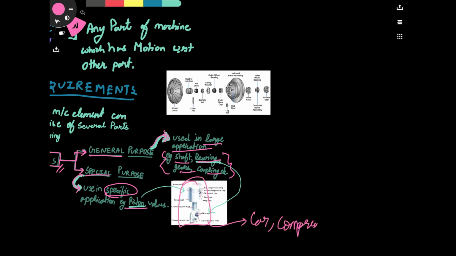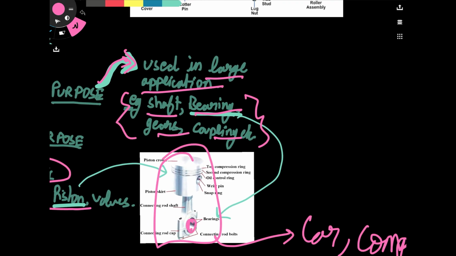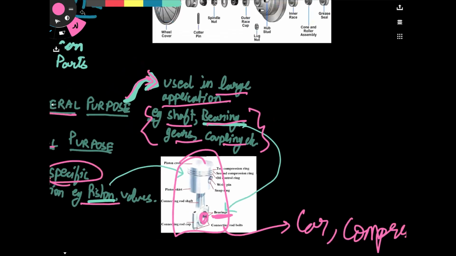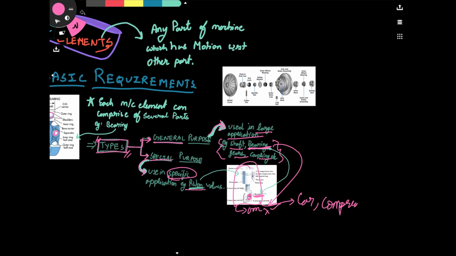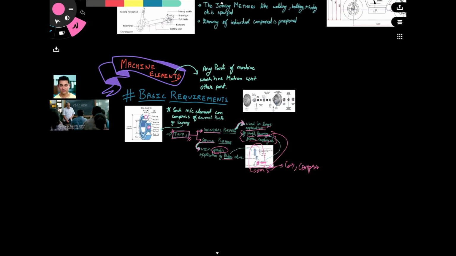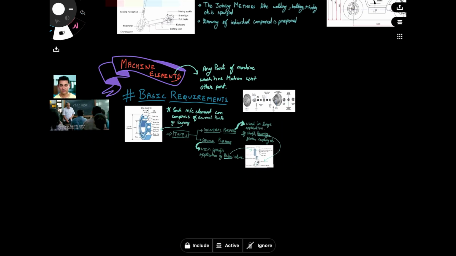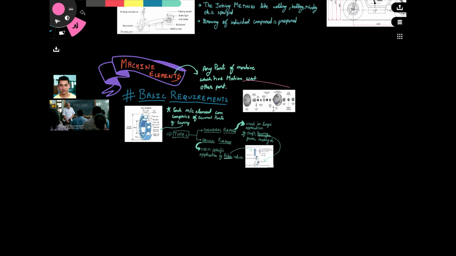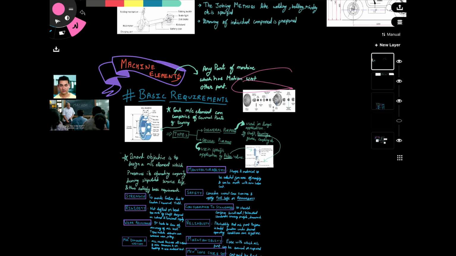But the piston also has a bearing present in it. So that makes the bearing a general purpose element. You cannot find a piston in your fan, right? But you can find a bearing in the fan, right? So the bearing is general purpose, and the piston is a special purpose element. Okay, let's not dive into it further. I guess that's very much clear to you guys. Okay, cool. So let's go on to the next thing.